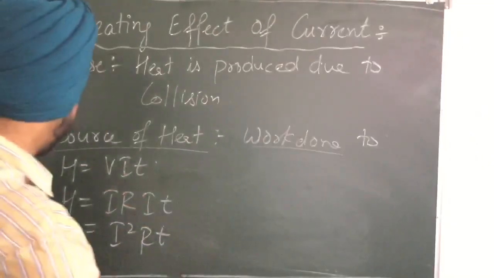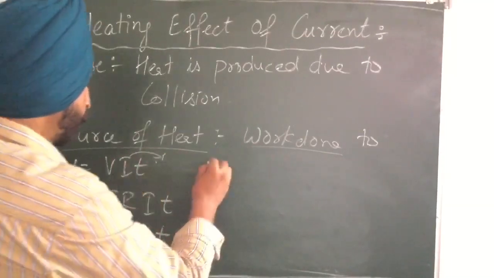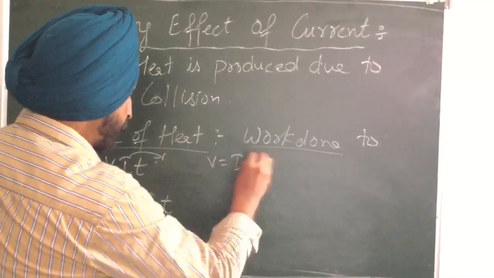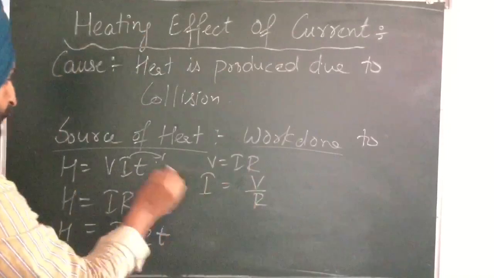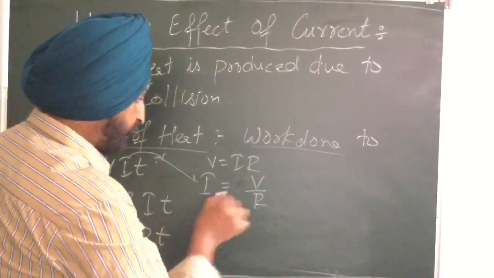Another formula that I can get from here is, if I replace the value of I, so from Ohm's law, if I replace the value of current with V by R, so current will be equal to V by R.